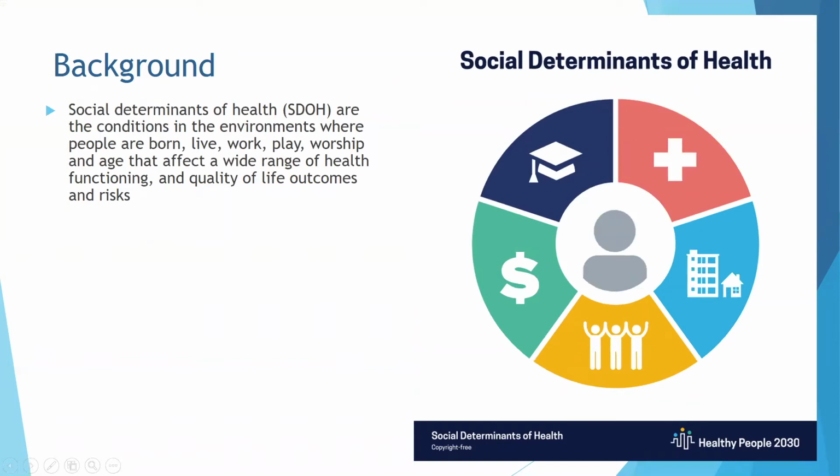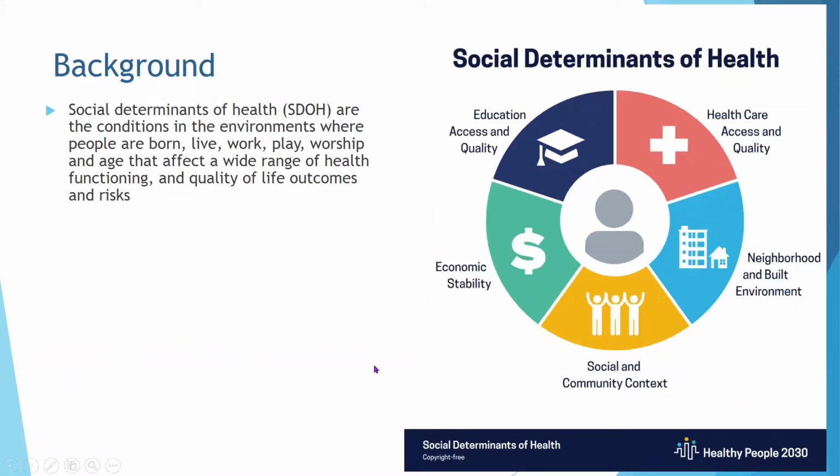So what are the social determinants of health? The social determinants of health are the conditions in the environment where people are born, live, work, play, worship, and age that affect a wide range of health functioning and quality of life outcomes. Healthy People 2030 uses a place-based framework that outlines the 5 key areas of the social determinants.